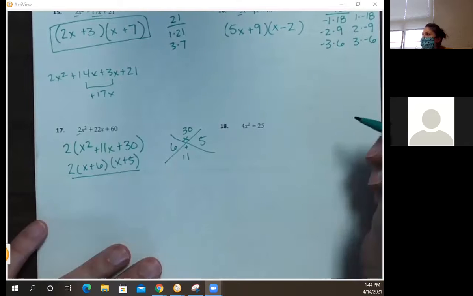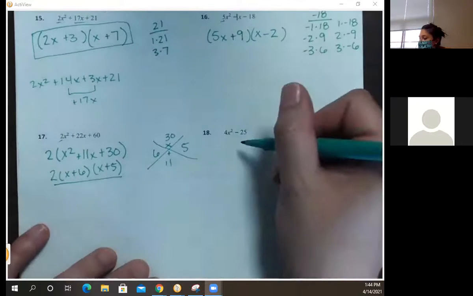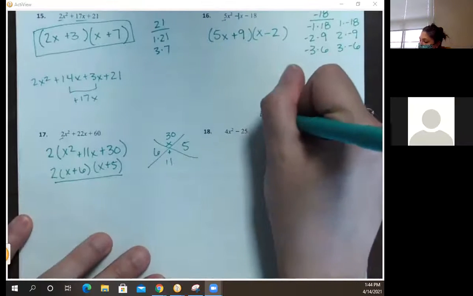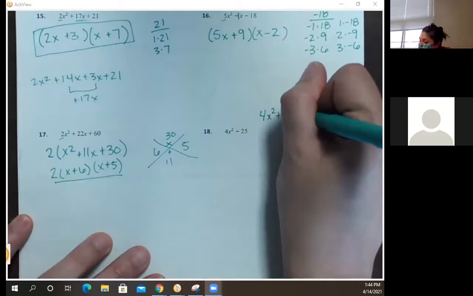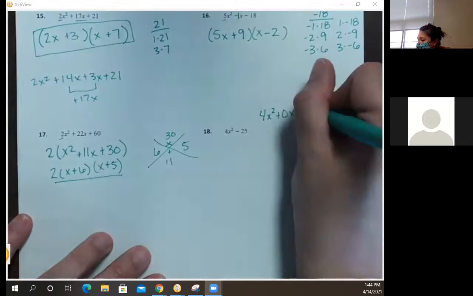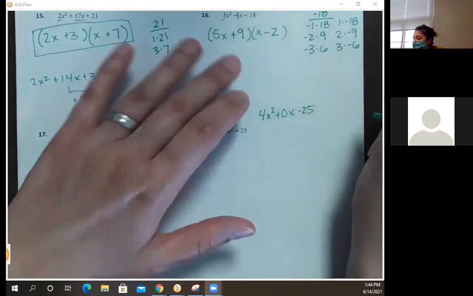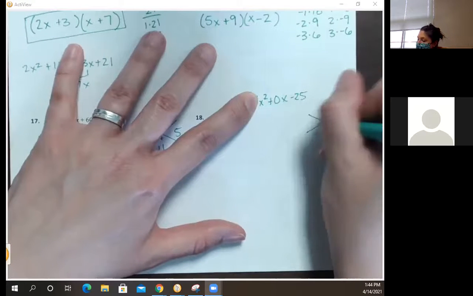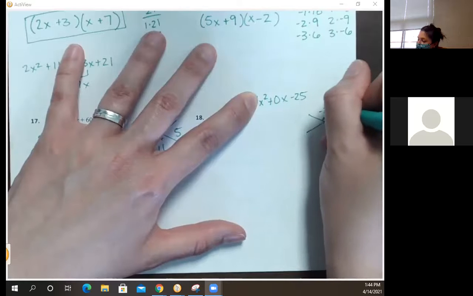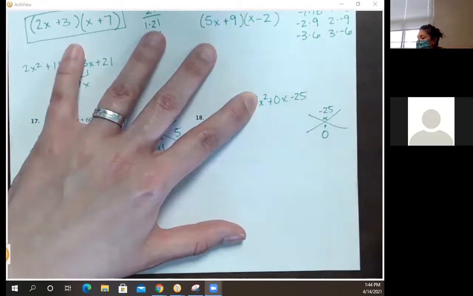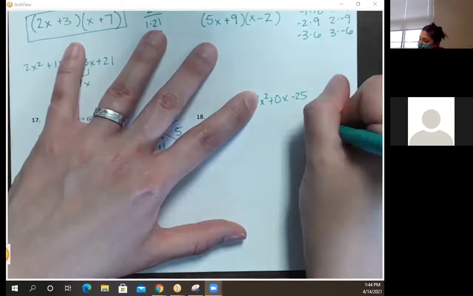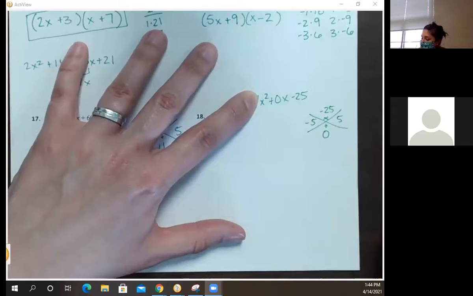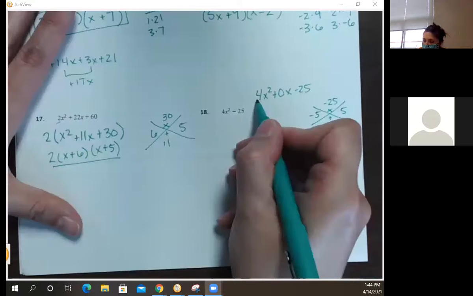And then 18 is a difference of squares problem. So this is one of those missing middle problems. So 4x squared plus 0x, since I don't see that middle term, minus 25. And this is where we said we're going to ignore that 4 for just a second and ask ourselves what would multiply to give us negative 25, but add to give us 0. Negative 5 and positive 5. So again, the 4 didn't go away. We're just ignoring it for right now.